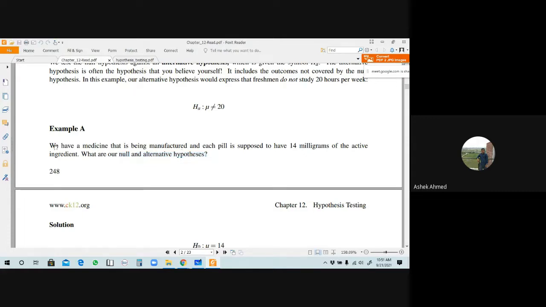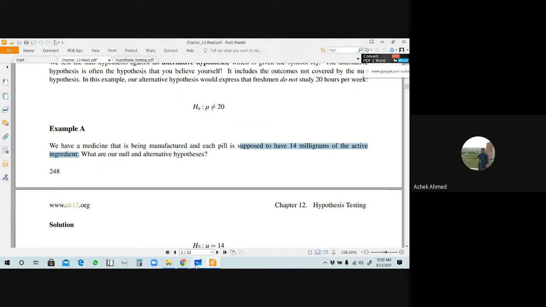So what does our question say? Each pill is supposed to have 14 milligrams of the active ingredient. According to the question, tell me, what is the amount of the active ingredient here? Can you see my computer screen? Yes sir. Okay, from our question, how much active ingredient is given? 14 milligrams. Okay, 14 milligrams.